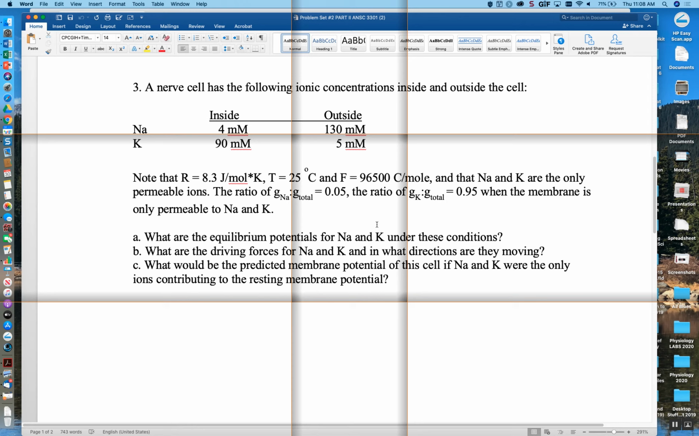So what we have here is sodium has a concentration inside of 4 millimolar, outside 130 millimolar. Potassium inside is 90 millimolar, outside is 5 millimolar. So you have to calculate the equilibrium potential for both sodium and potassium.